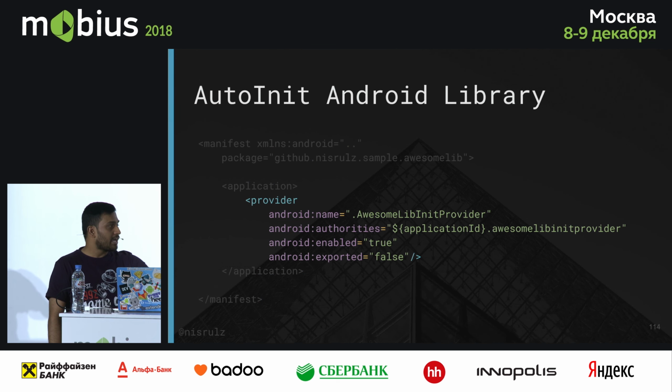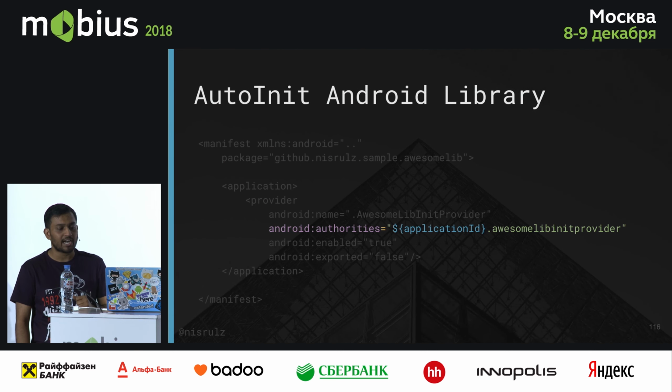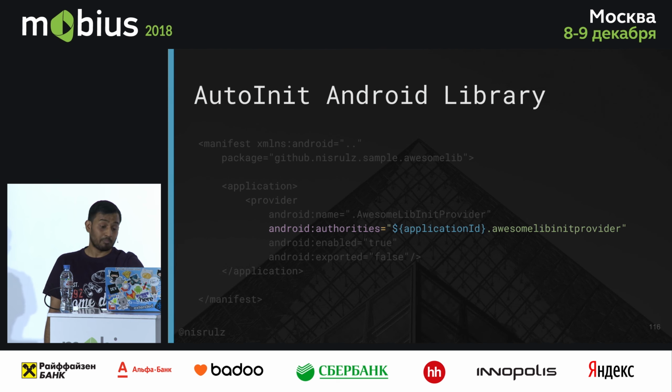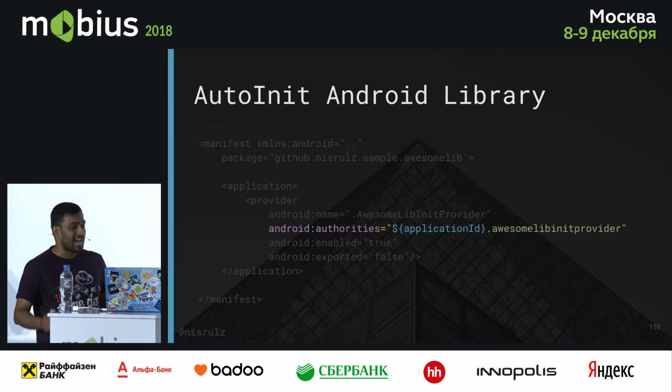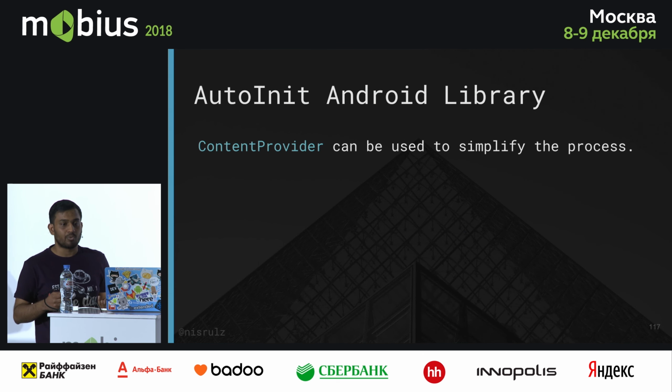The point I want to look at is the AwesomeLibInitProvider is the content provider that I was talking about. We just made that. And the second part is this authority string, and it has something weird here. It has something called applicationId in curly brackets with a dollar sign. That's because it's basically pulling in the package name of the application and appending or prepending it to the AwesomeLibInitProvider string. Why am I doing that? Because I need to make this authority string unique. I'll talk about why that is required. So I do that, and basically everything works the way I want.